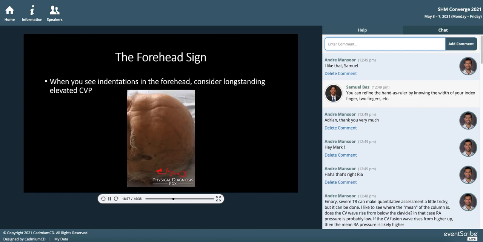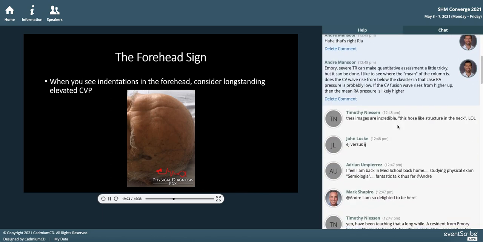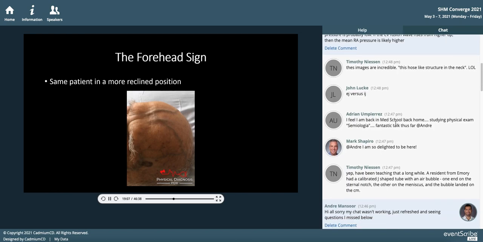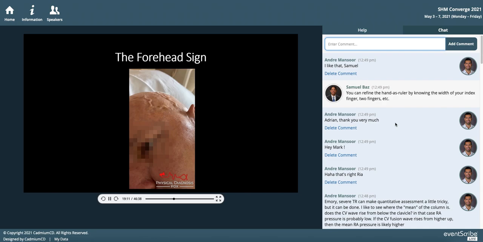Now, anytime you see indentations like this in a patient's forehead, you should immediately consider long-standing elevated central venous pressure. Here is the same patient in a more supine position. You can see that those vessels are now engorged with blood. This is a similar patient that I saw earlier this year when I was working on the procedure service.